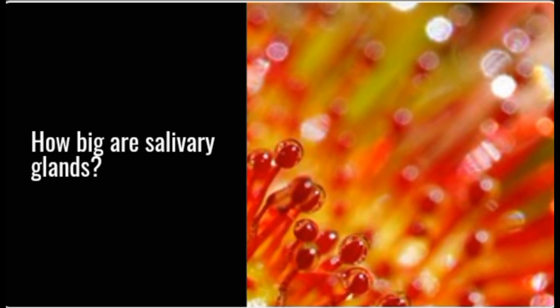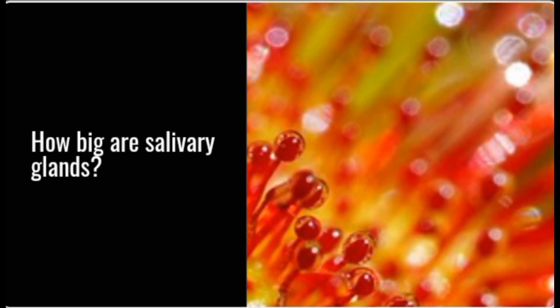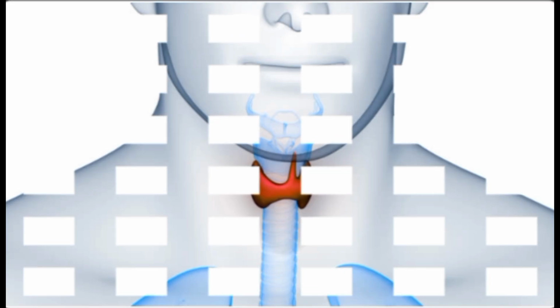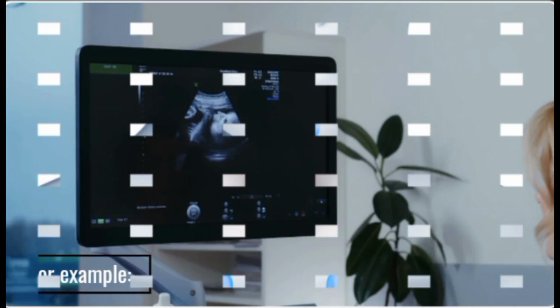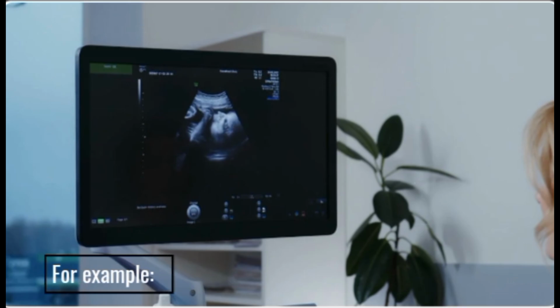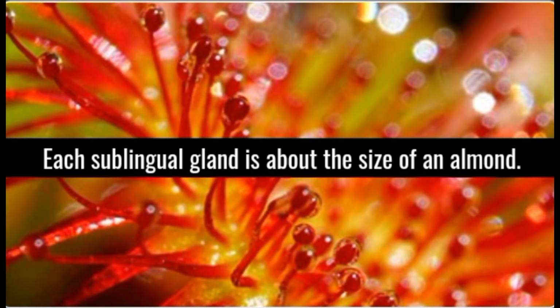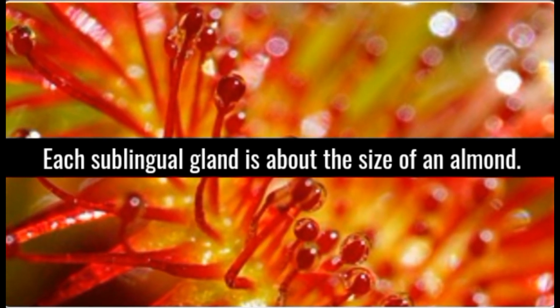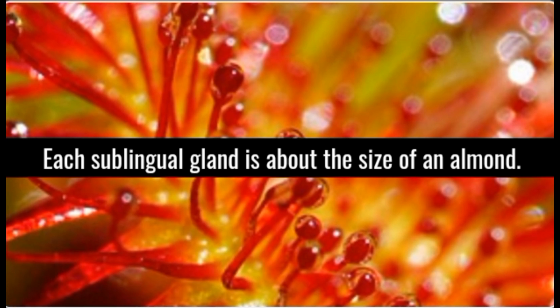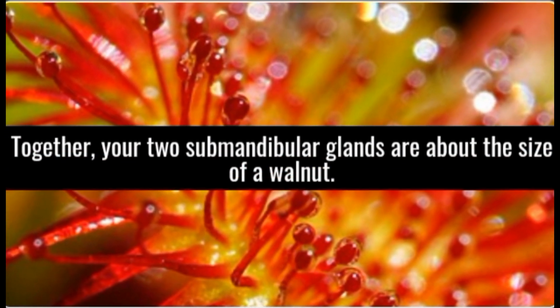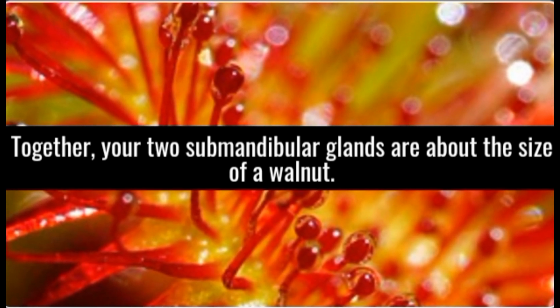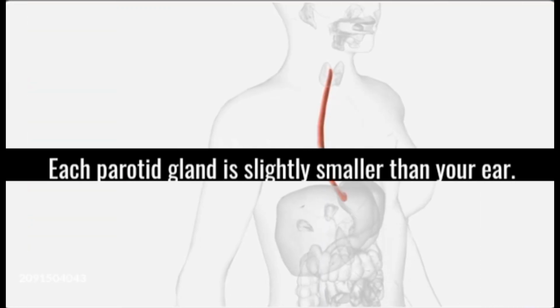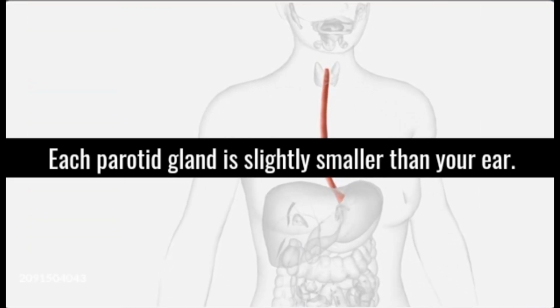How big are salivary glands? The size depends on which salivary gland you're referring to. For example, each sublingual gland is about the size of an almond. Together, your two submandibular glands are about the size of a walnut. Each parotid gland is slightly smaller than your ear.